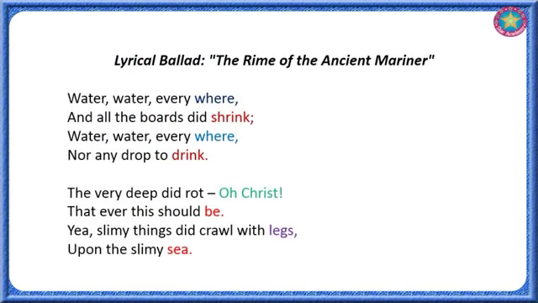Here's an example of the lyrical ballad, The Rime of the Ancient Mariner. You can see the rhyme scheme of the first stanza is A, B, C, B, as in shrink and drink, and in the second stanza the rhyme scheme is also A, B, C, B.